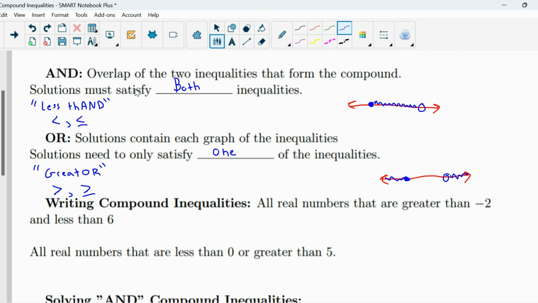Okay, so those are our two different types of compound inequalities that we'll be writing and solving within the next couple days. So we're going to start by writing our compound inequalities. So we have all real numbers that are greater than -2 and less than 6. So if we were to break this down, and is our key word telling us what kind of an inequality we're going to be having, with us having less than 6 on one side and greater than -2 on the other.